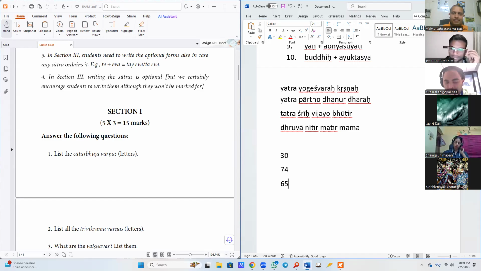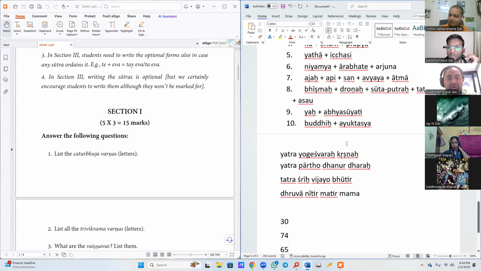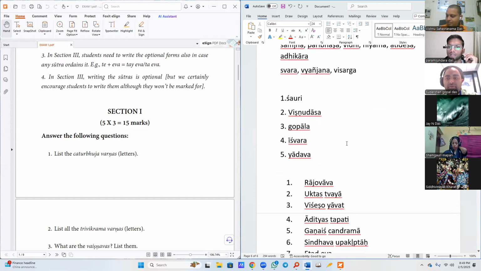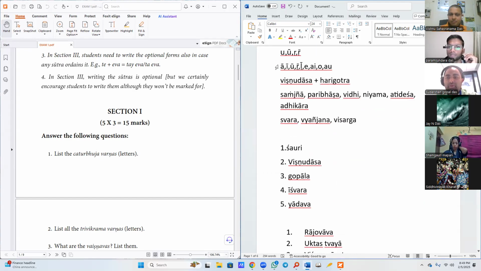Prabhu, can you show me the second answer? The one? Trivikrama letters. Section 1, 2. One second. So Prabhu, I missed A, I, O, O. So how does that marking work? And then half markings. You can give half, 1.5.